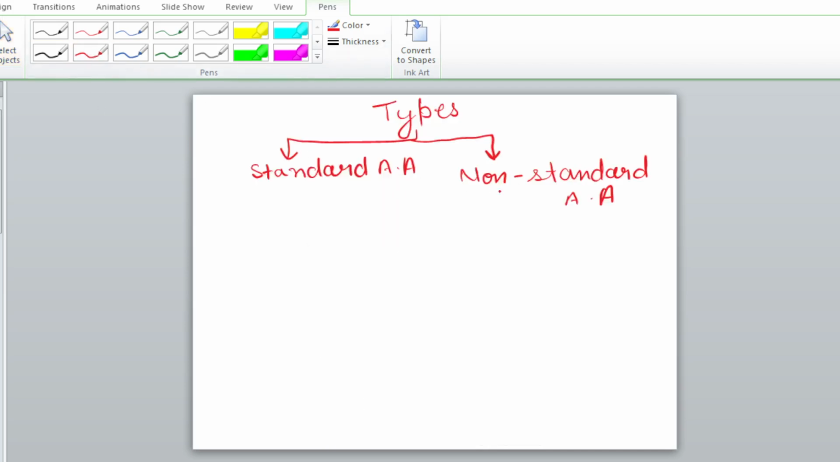Now come back to the topic. What are non-standard amino acids? Amino acids not specified by the genetic code are called non-standard amino acids. They are all derived from the standard amino acids by chemical modification. By this process, non-standard amino acids are synthesized.